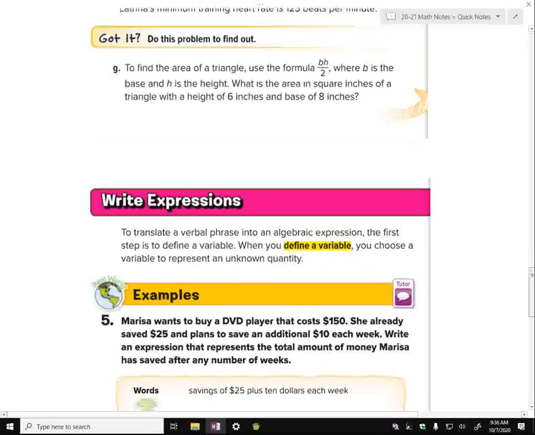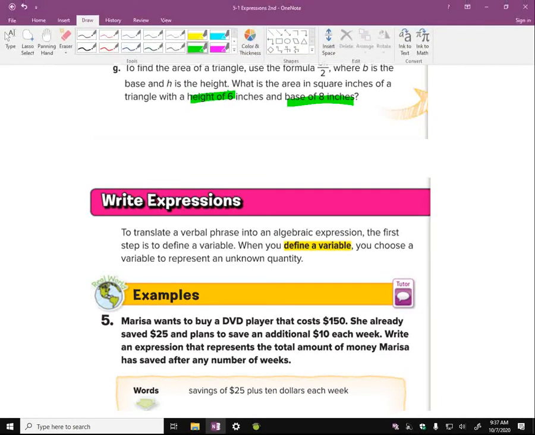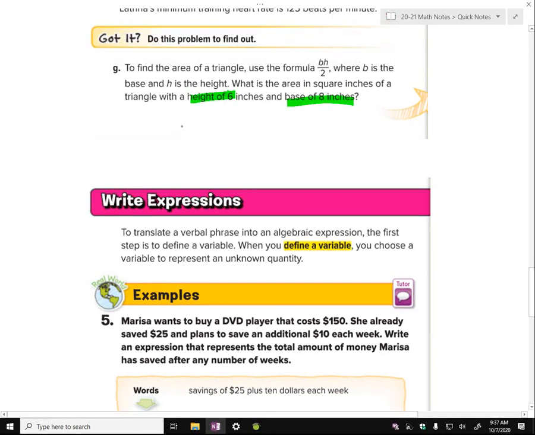So for this one, to find the area of a triangle, we use the formula base times height over 2. That's B and H, where B is the base and H is the height. So we have base is 8, height is 6. So we're just going to evaluate that by doing 8 times 6 over 2, which is 48 over 2, and they're asking us to find it in square inches, so we have inches squared because it's area.